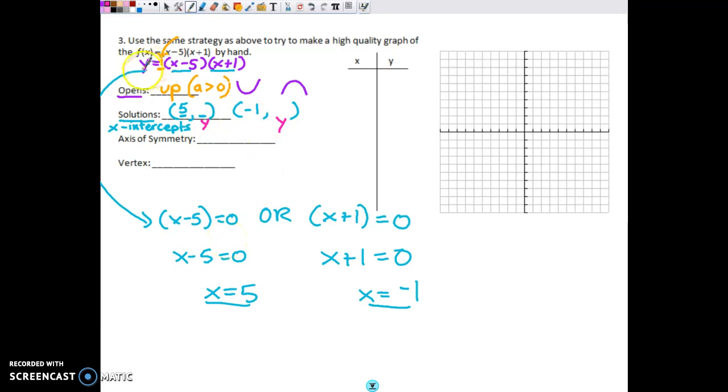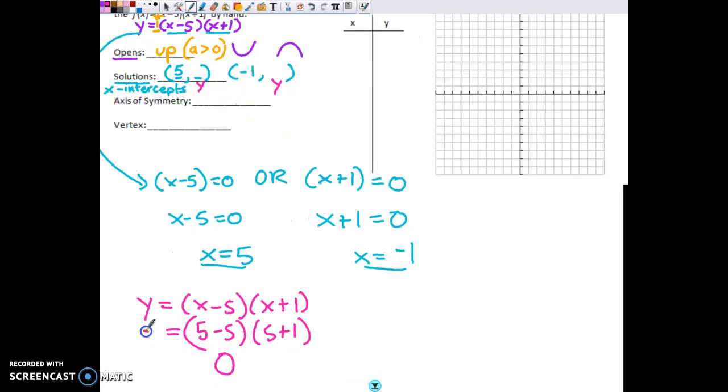Now the equation says y equals this. Y equals x minus 5, x plus 1. Now if I put 5 in for x, I get 5 minus 5 times 5 plus 1, which would get me 0. This is going to give me what my y is, by the way. It'll give me 0 times 6, which is just 0. So my y value is going to be 0. 5 comma 0 would be my first solution, or x-intercept. So over here is my x-axis. I'm going to go by ones. 1, 2, 3, 4, 5. My first x-intercept is right there.